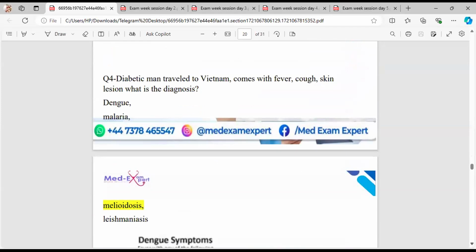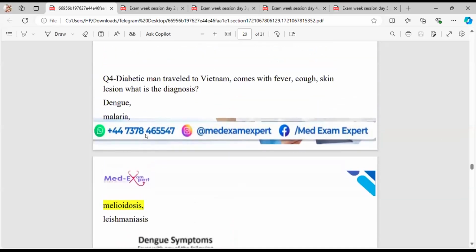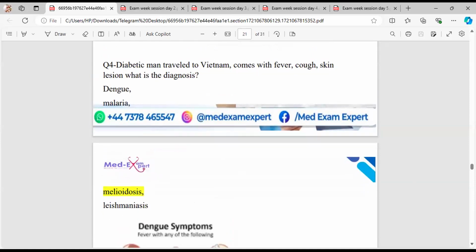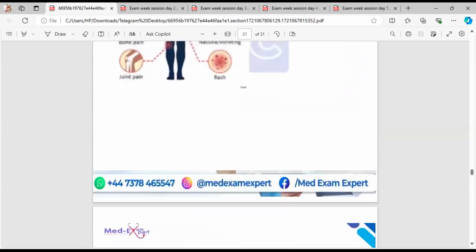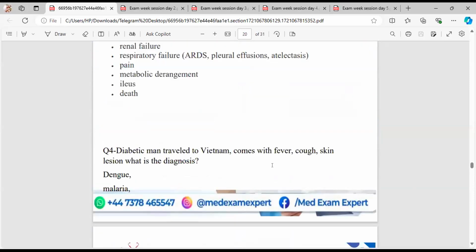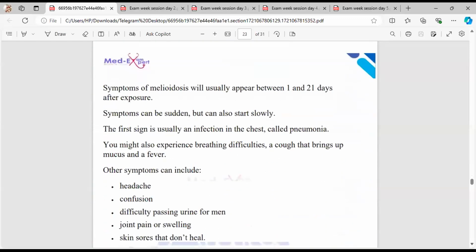Now, the next question is: a diabetic man travels to Vietnam, comes with fever, cough, skin lesion. What is the diagnosis? It is more towards melioidosis, because we know these are the findings. I have only 1 hour left, so I will try to explain each and every question. This is a very straightforward question, therefore I mark melioidosis. Here in the question, they say travel to Vietnam, fever, cough, skin lesion. What is the diagnosis? So I'll mark melioidosis. Okay, doctors, let's move to the next question.